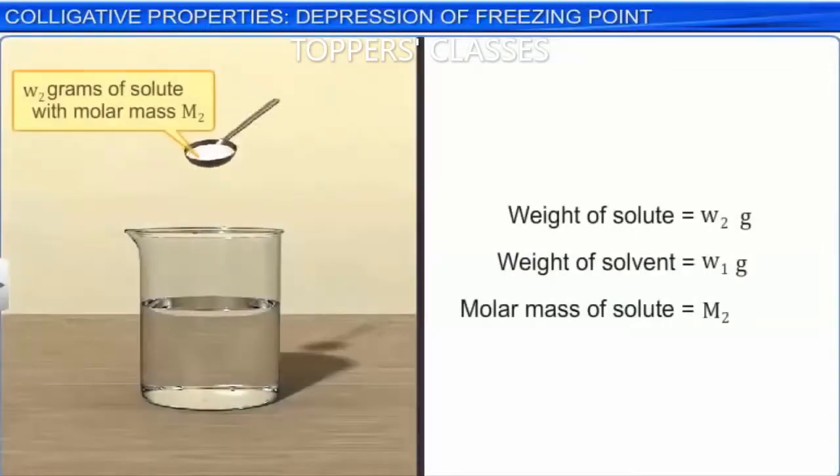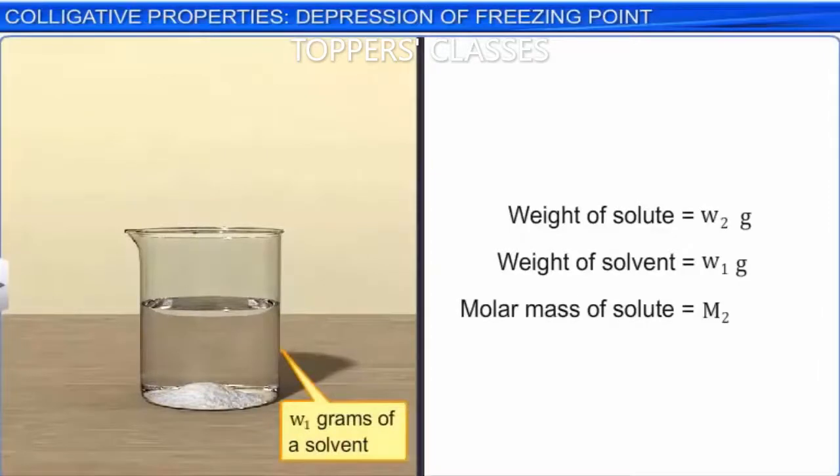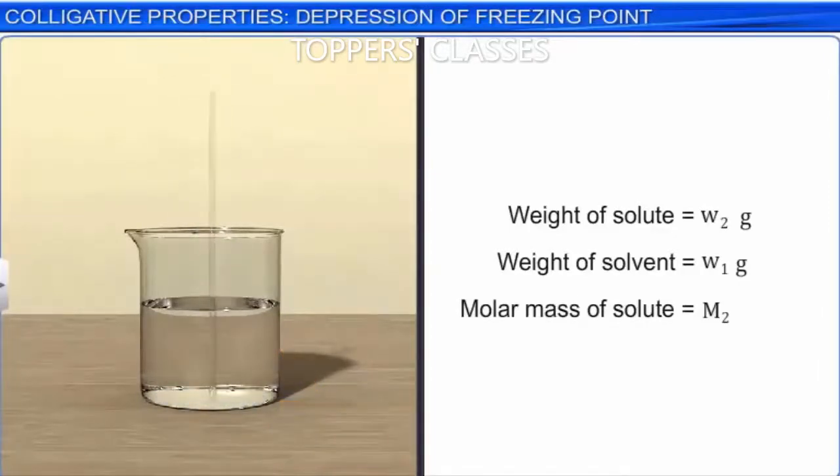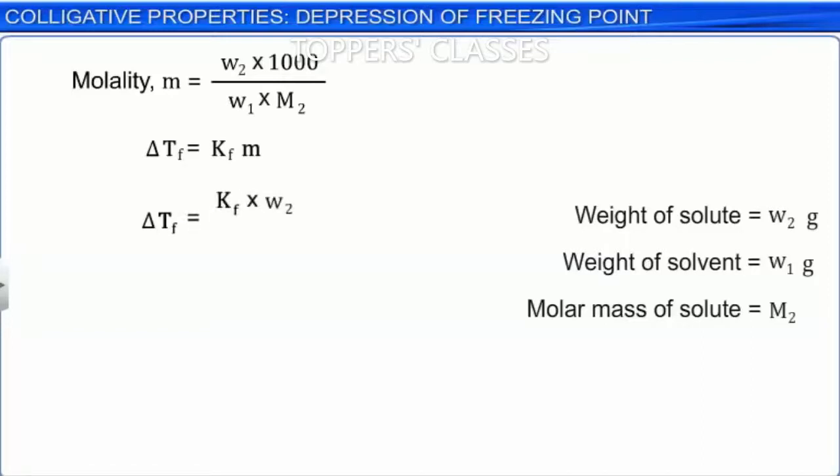If W2 grams of a solute with molar mass M2 is dissolved in W1 grams of a solvent, then molality m of the solution is given by W2 multiplied by 1000 divided by W1 multiplied by M2. Substituting this value of molality in the freezing point depression equation, we get depression in freezing point delta Tf equal to Kf multiplied by W2 multiplied by 1000 divided by W1 multiplied by M2.